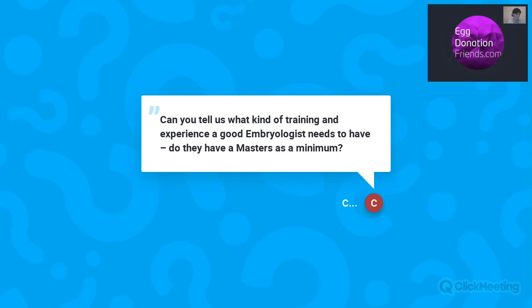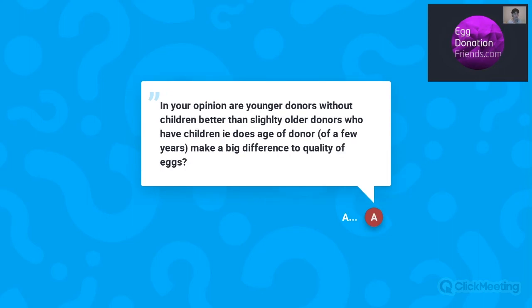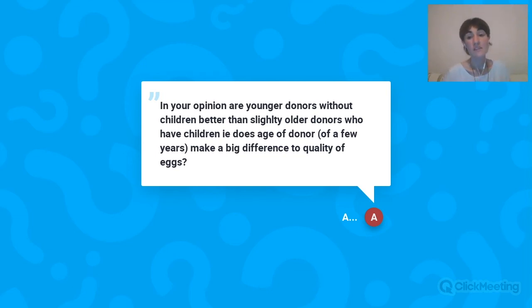The next one, we will now read and answer. In your opinion, are younger donors without children better than slightly older donors who have children? Does the age of the donor, by a few years, make a big difference to the quality of eggs? Depends on the age. If we're talking about 24 and 22, then no, it would be better to take the donor who already has children, maybe, or in any case, it would make very little difference.